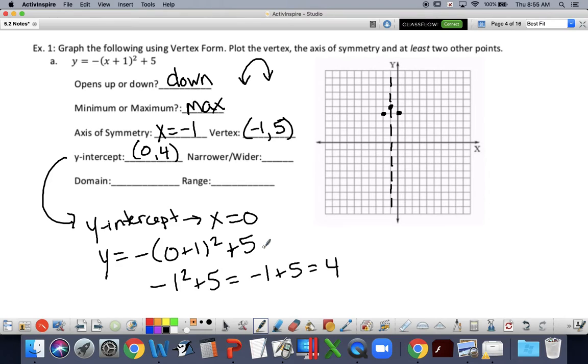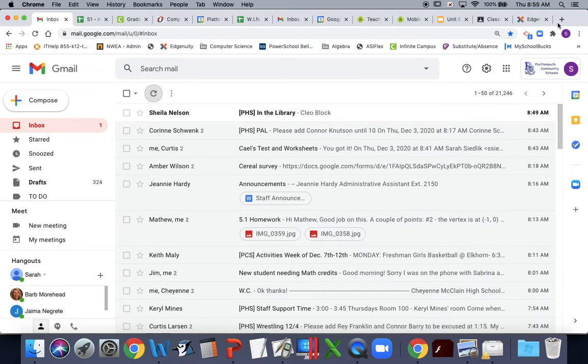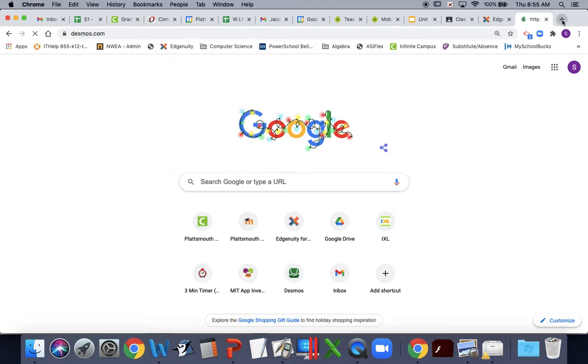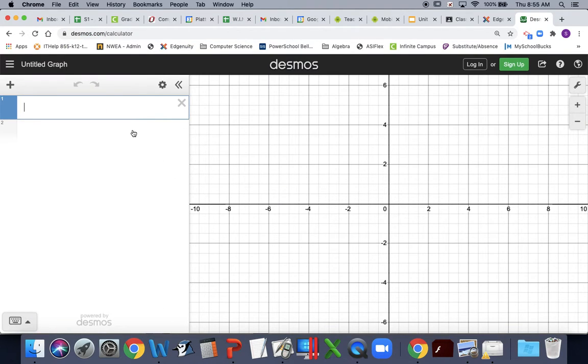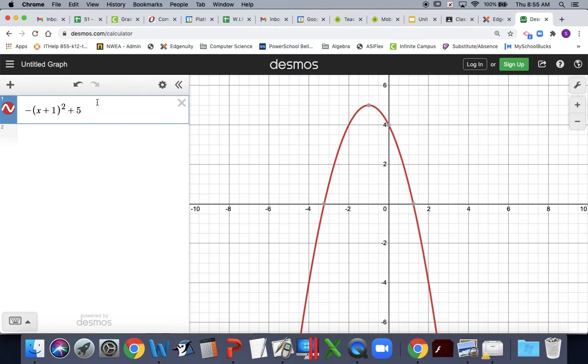Now here's where it comes into play that, you know what? I don't know if I have enough coordinate points to really be able to graph this. So for the first time, why don't we jump over to Desmos and check this on Desmos? So if I jump over and open up Desmos, click on my graphing calculator, I'm going to type in the function exactly as it looks on my paper here. There we go. So I see that point (0, 4).